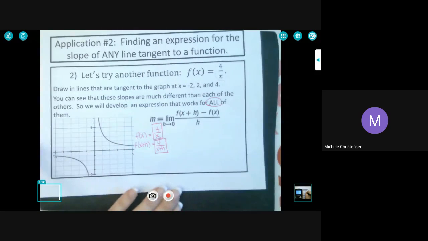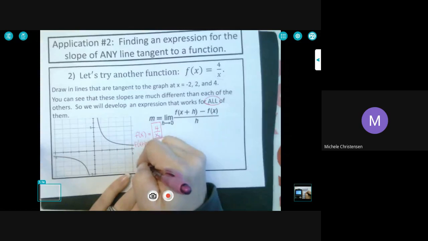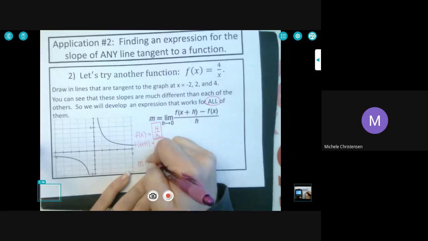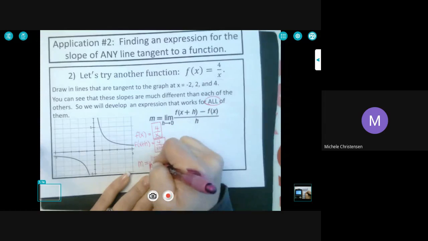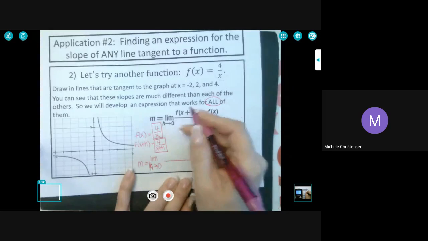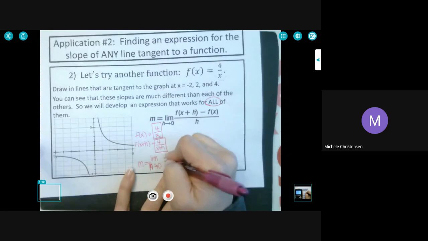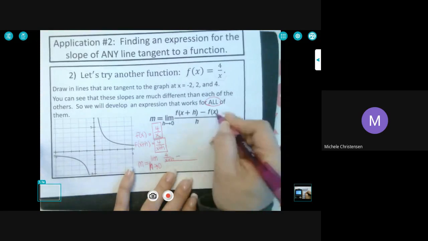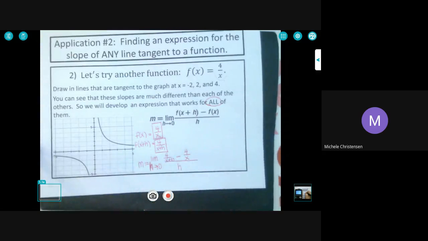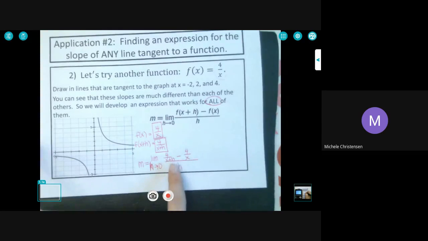Okay, so we can set that up. So the slope equals the limit as h, so used to writing x, as h approaches 0. Okay, so f of x plus h is 4 over x plus h minus f of x, which is 4 over x. Okay, so you see in the numerator there, we're going to need a common denominator to put these two fractions together.